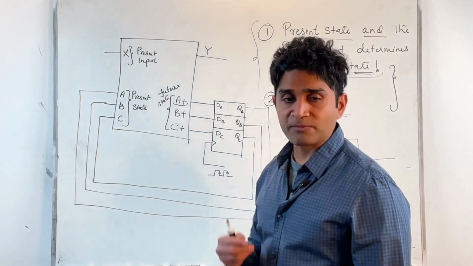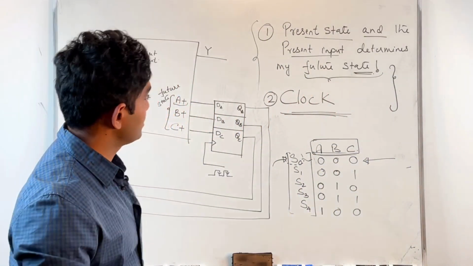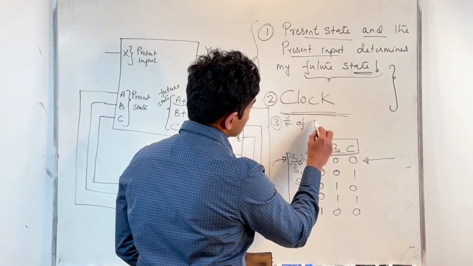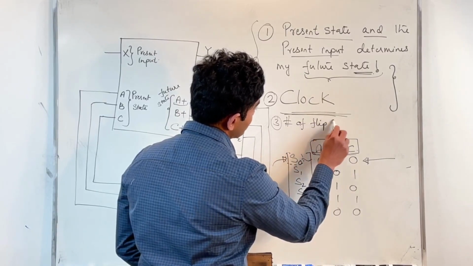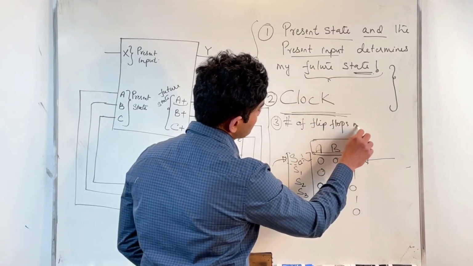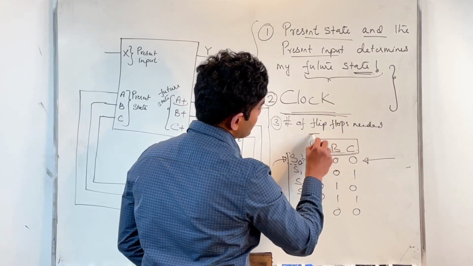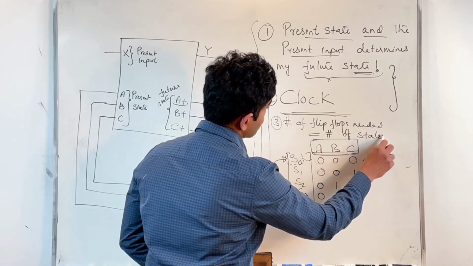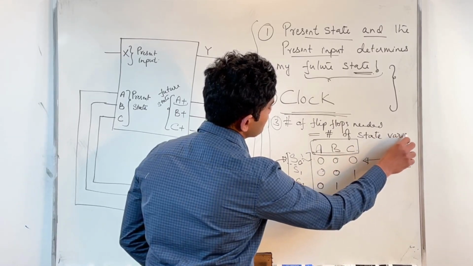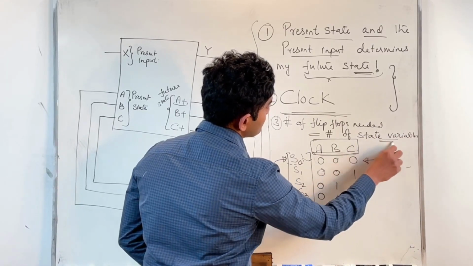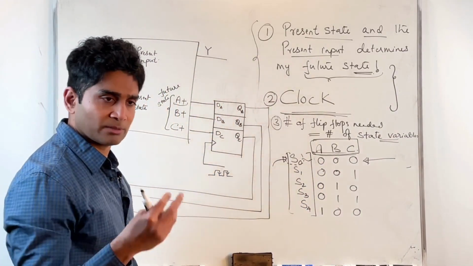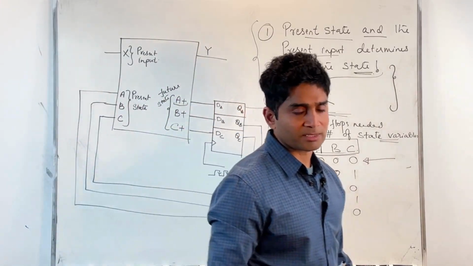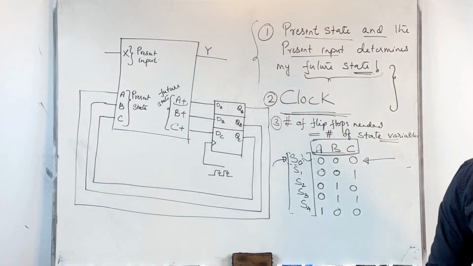Okay, so the number of flip flops in your design that you will need is equal to the number of state variables, not states, state variables. In this case, I have 5 states, 3 state variables. I have 3 flip flops. So the flip flops are the ones that contain the state information. Okay.